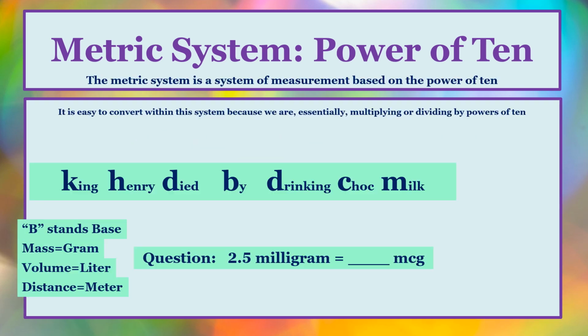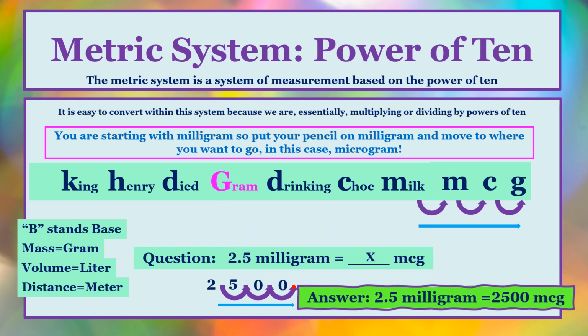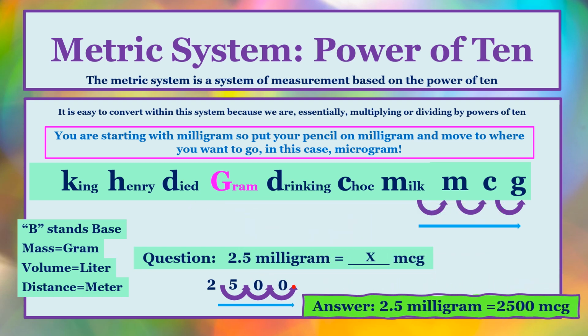We'll continue. Our question is 2.5 milligrams equals X micrograms. We need to move it 3 places. Put your pencil where we start on milligrams, move to where we want to go. Our number is 2.5. We moved our arrows to the right. We need to move our decimal to the right. 1, 2, 3. Empty nest. Put some eggs in there, and that's going to be your answer. 2.5 milligrams equals 2,500 micrograms.